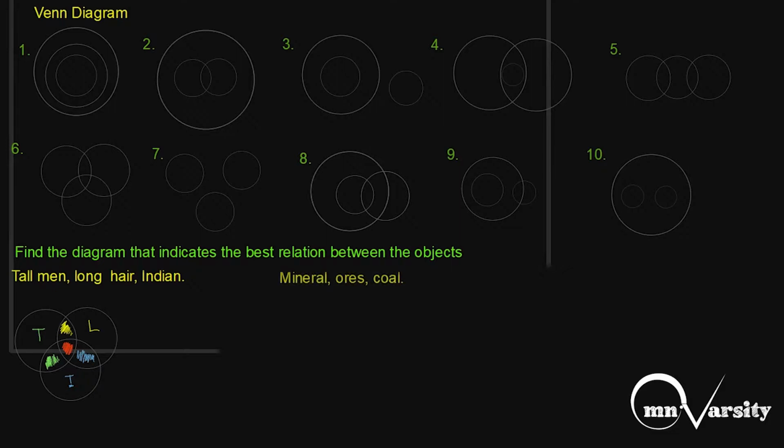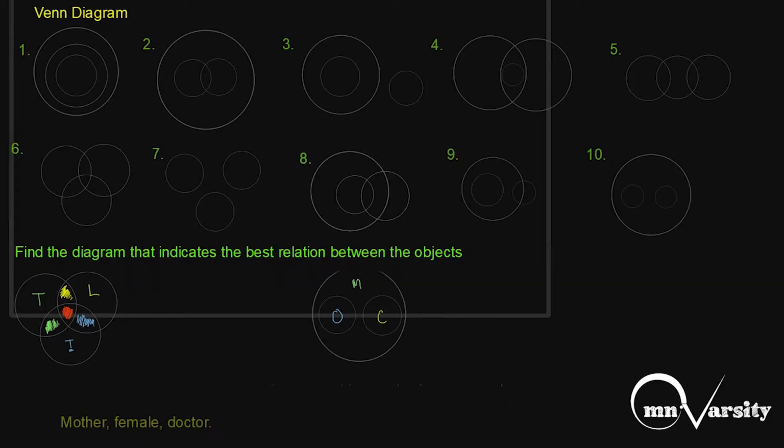Let's see another example. Mineral ore and coal. Minerals are naturally occurring substances from where we can extract fuel. So let the bigger circle be of minerals. Now ores and coal are both minerals but are not the same. So we are going to place them in different circles with no intersection.